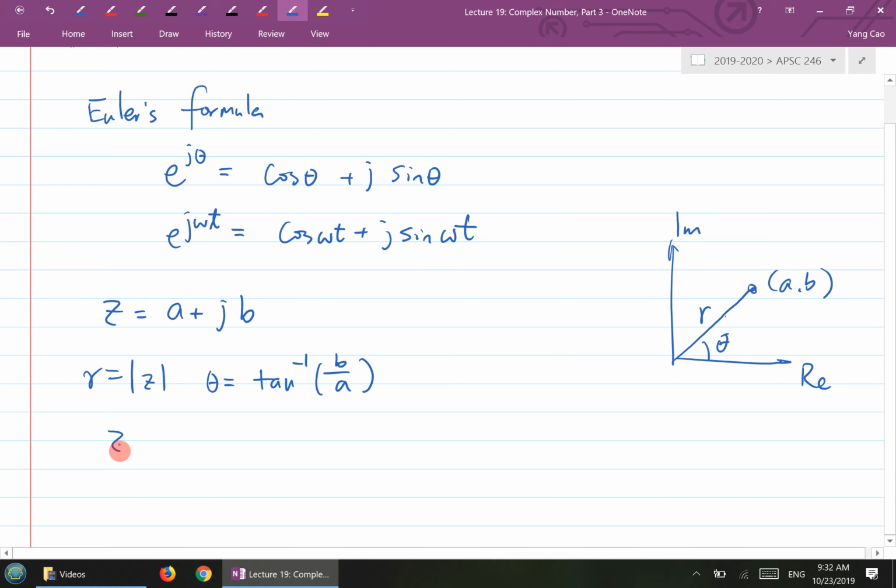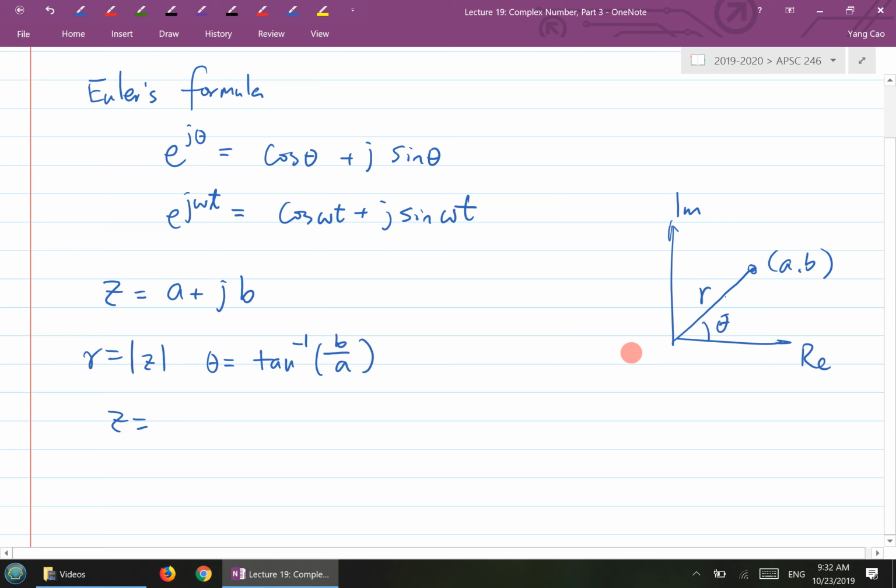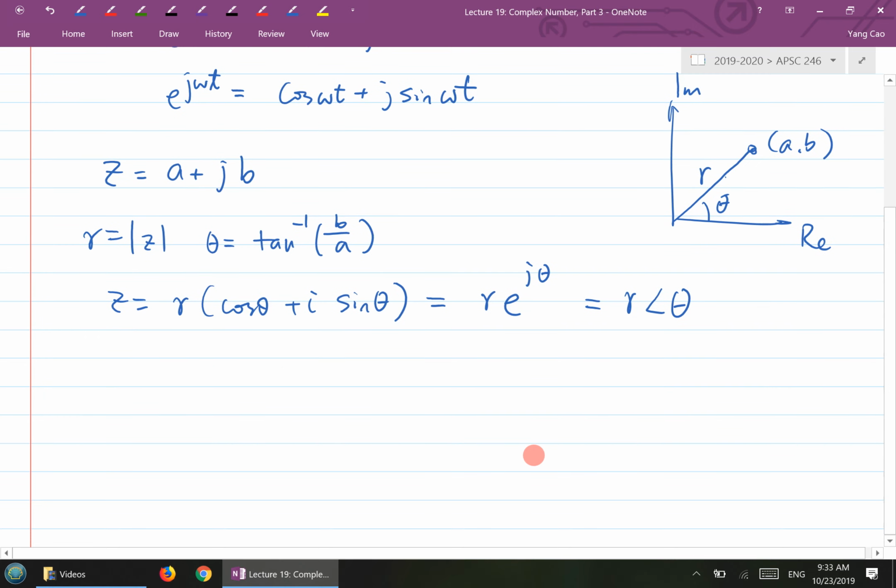Then your z can also be written using Euler's format, which is r times cosine theta plus j sine theta. That's your z, which can be written in the Euler's format as r times e to the power j theta. And one more format, which is also equivalent, is we write an r and an angle theta. So when you see r angle theta, it means r times e to the power of j theta. This is what we learned in the previous lecture.